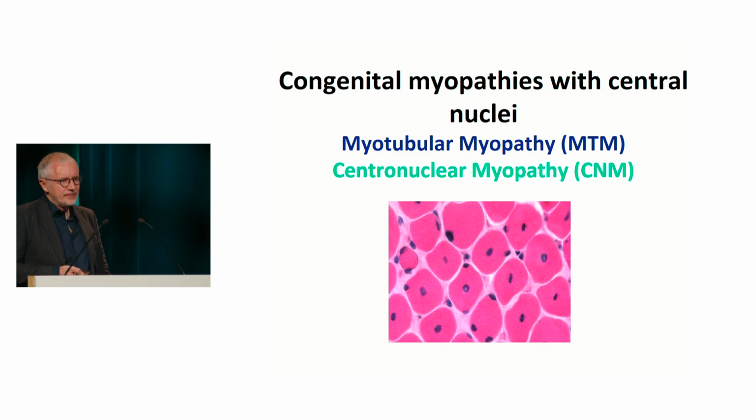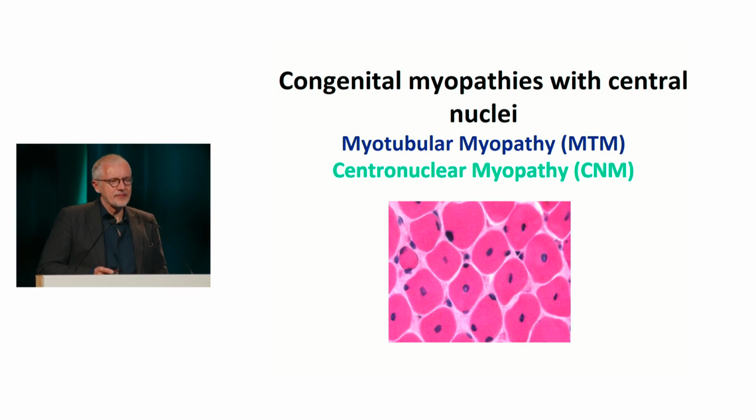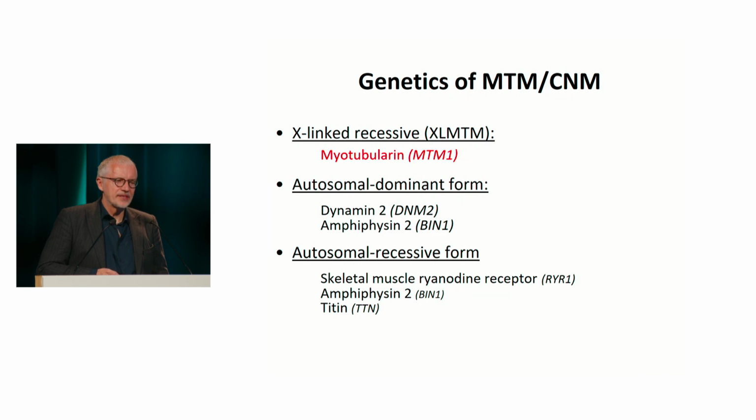The next group of conditions I like to cover is myotubular or centronuclear myopathy. That again is a genetically very heterogeneous condition. Many of the genes, in particular myotubularin, dynamin 2, amphiphysin 2, interact in pathways involved in intracellular membrane and vesicular trafficking. And they also have secondary effects on excitation-contraction coupling and other cellular pathways.